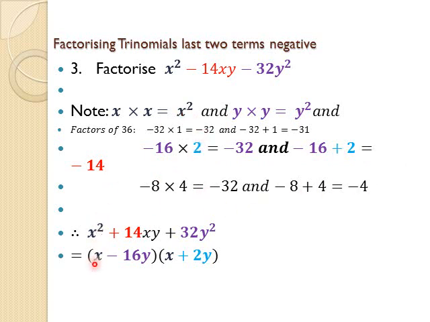So in my bracket again, I have x and x. I have minus 16 plus 2. And then y and y. So minus 16xy plus 2xy gives me minus 14xy. Okay, just ignore the positive, that must read negative.